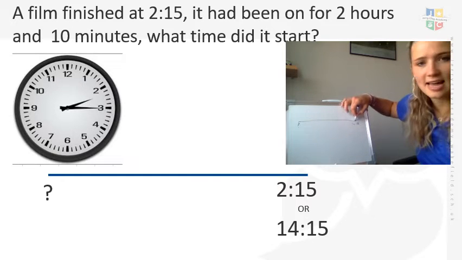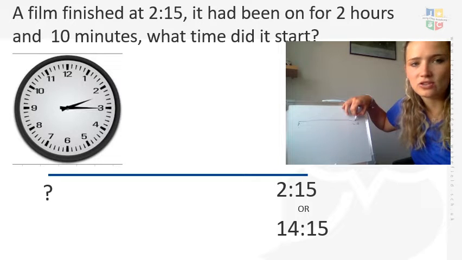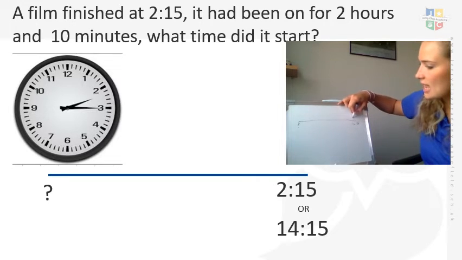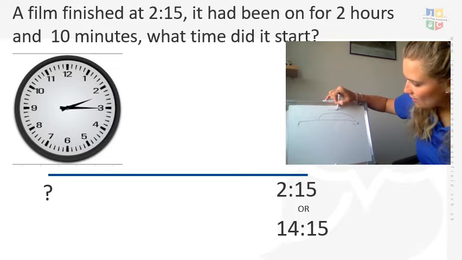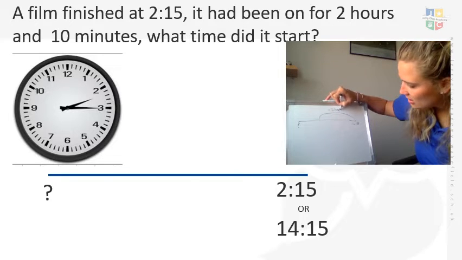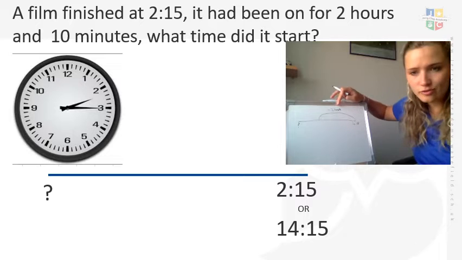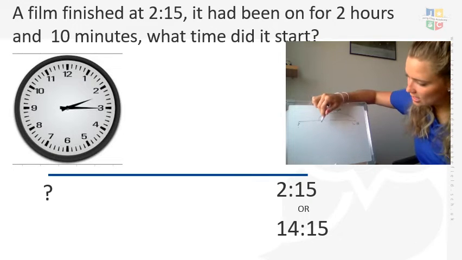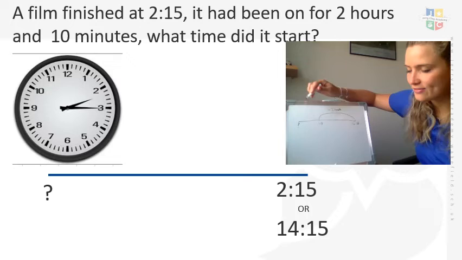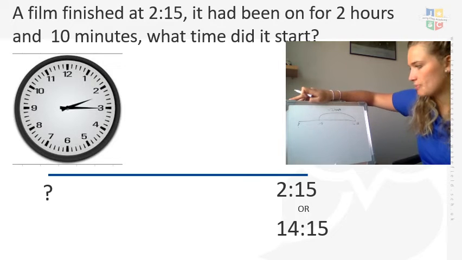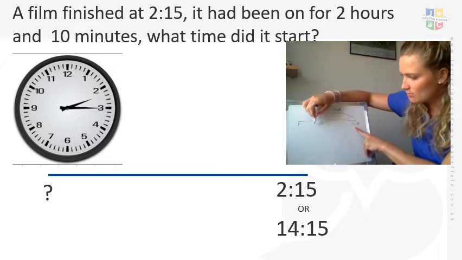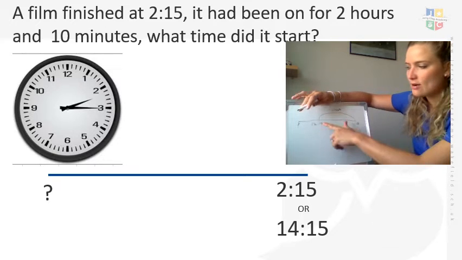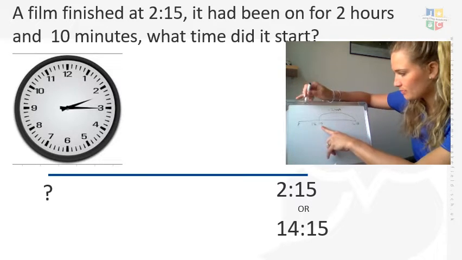So I'm going to start here, and it says it had been on for 2 hours and 10 minutes. So first thing I'm going to do is take off 2 hours. Now, because I'm taking off 2 whole hours, my minutes will stay the same. So my minutes will still be 15 minutes past, or quarter past. And I can look at my 14. Now I'm going to take 2 off 14, which would give me 12. So I know it's now 12:15.